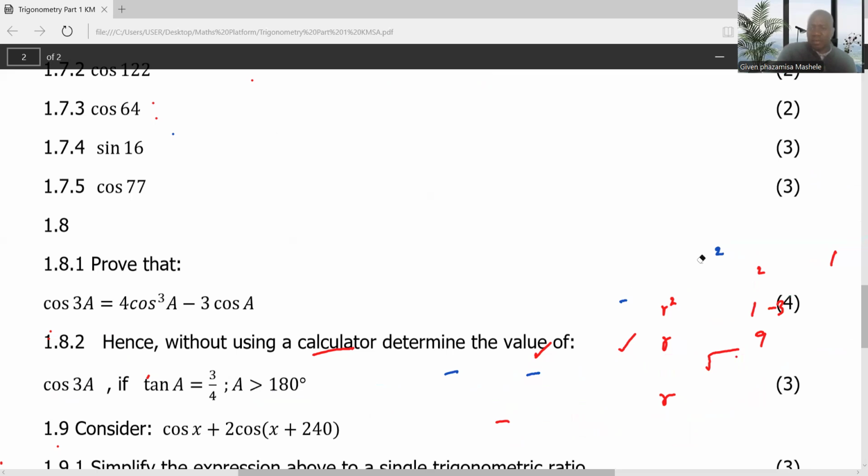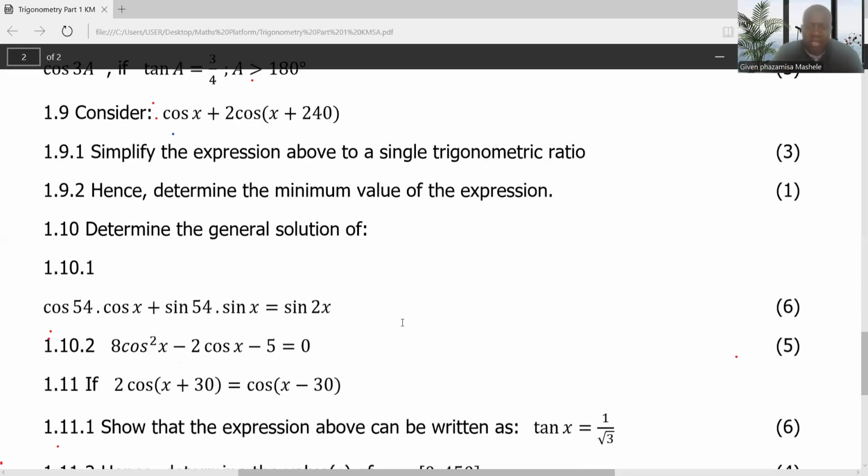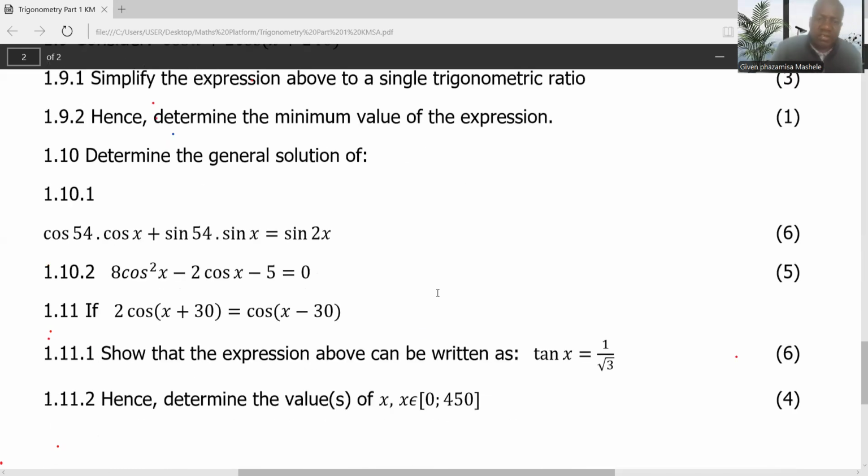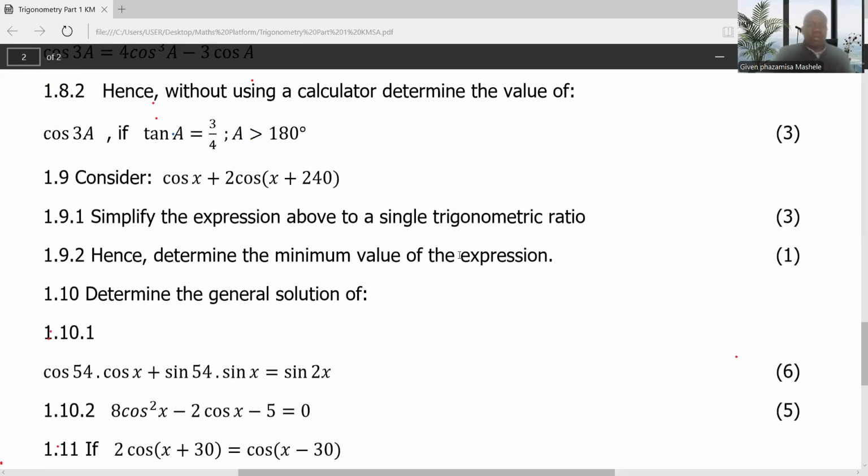Okay, the next one, I think this will be the last one, because I said the other one is the general solutions. Wherever you like, you must first go and watch the first video for the general solutions, and after that you're going to write this. It's just that due to time, I'm not going to be able to go through it.